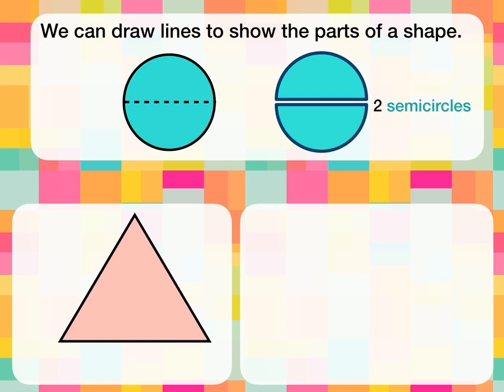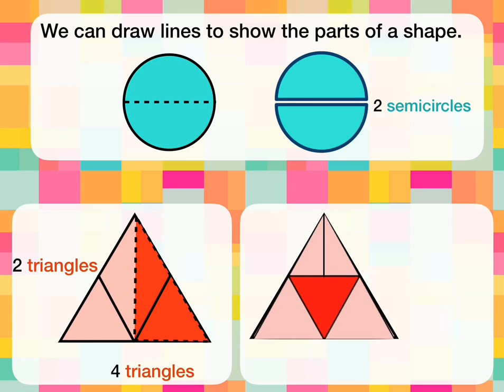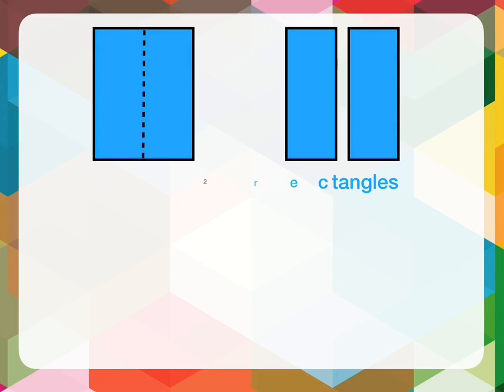Here is a triangle. If I draw a line in the middle of the triangle, I can make two triangles. If I draw more lines in each, I can make four triangles. If I draw the lines in different ways, I can make five triangles. I can decompose or take apart this rectangle if I draw a line in the middle of it. I can get two new smaller rectangles.